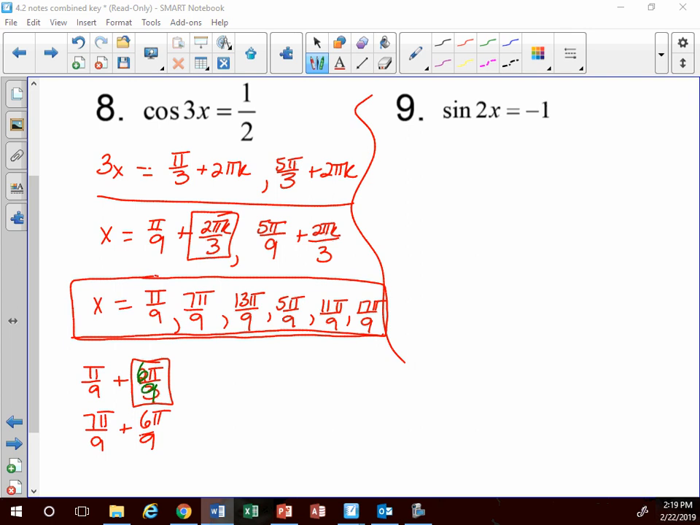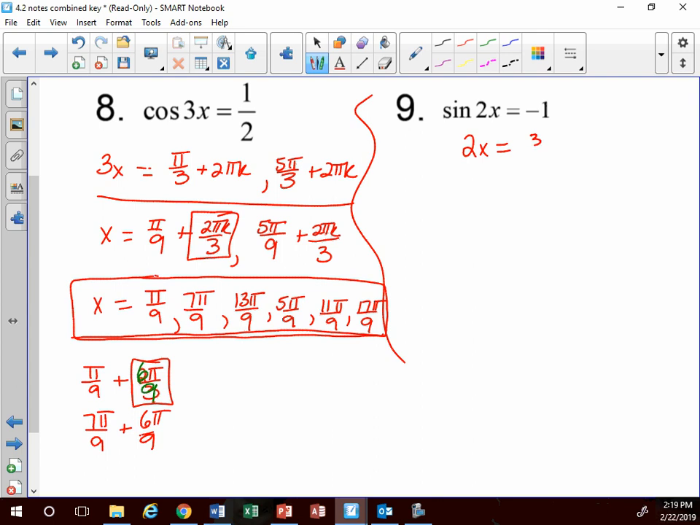All right, guys, let's go through it. How many answers did you get? You should only have 2. You simplify. Okay, guys, where does sine equal -1?